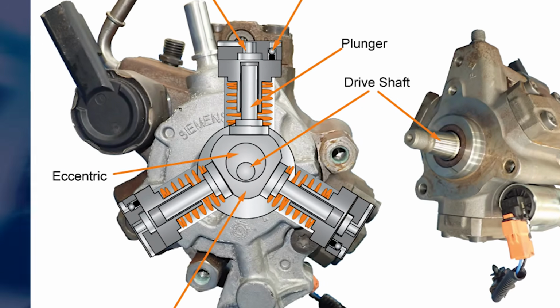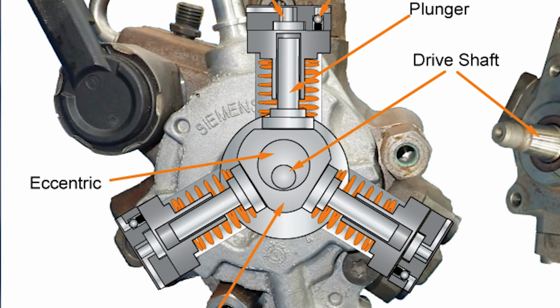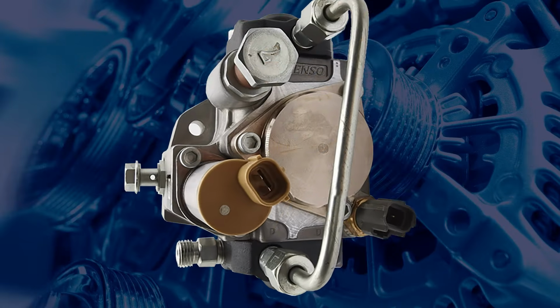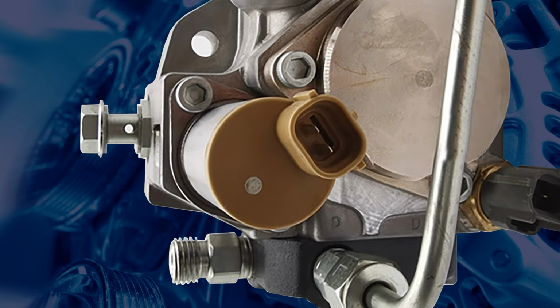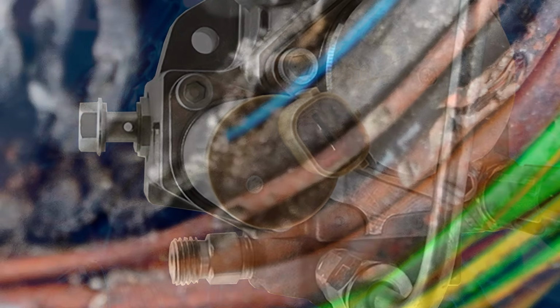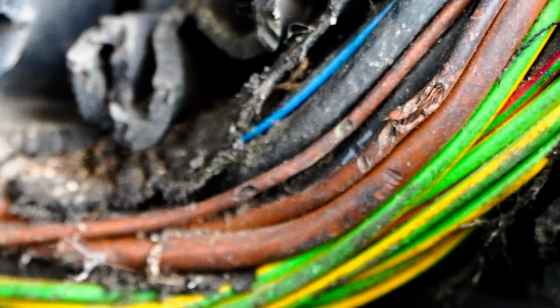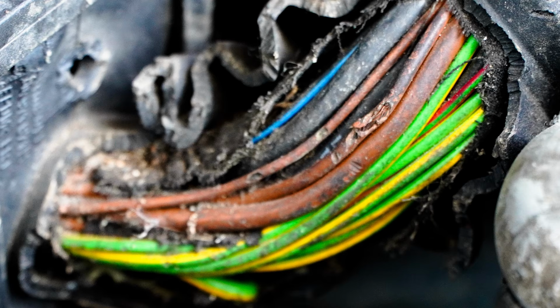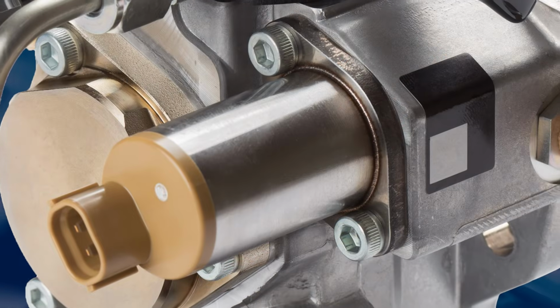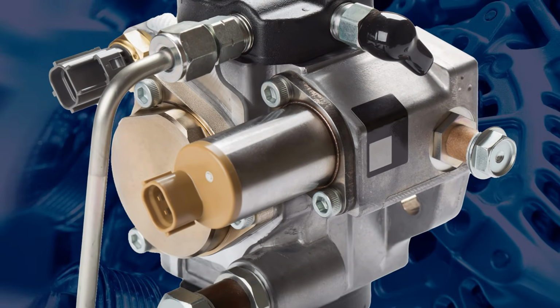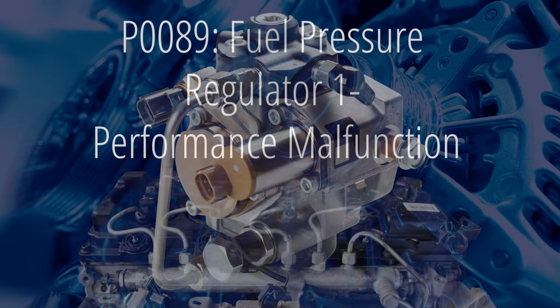One possibility is an internal failure of the high pressure pump, which might cause low or fluctuating fuel pressures. Another fault that can cause similar symptoms is a worn fuel metering valve. There are various electrical faults which can trigger P0089, so a thorough diagnostic procedure should be completed before committing to replacing expensive fuel system parts.